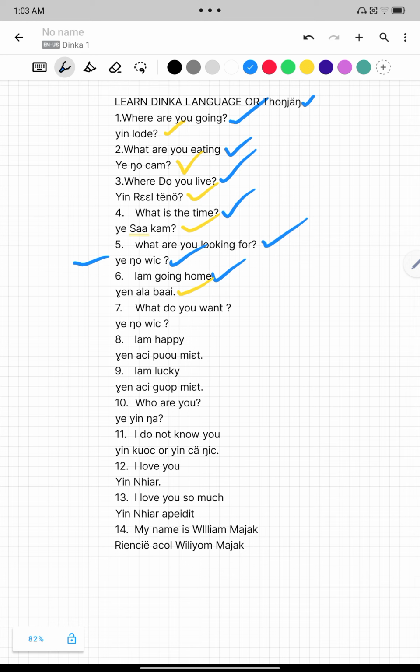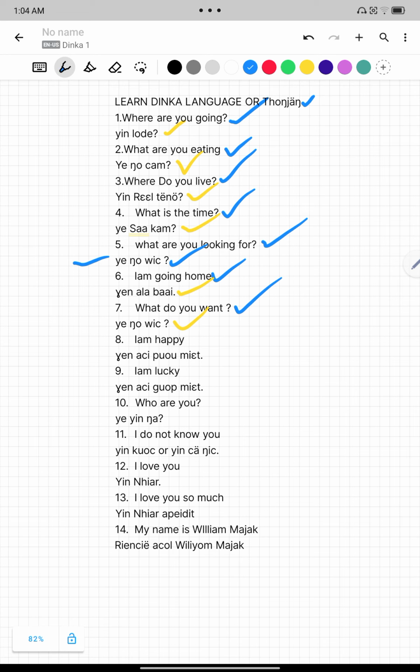So number seven, what do you want? In Dinka, we say yengo which, yengo which. It means what do you want, the same as number five. What are you looking for? Yengo which, and the same thing as what do you want? Yengo which, or yengo gor. So that's how we translate it in Dinka.